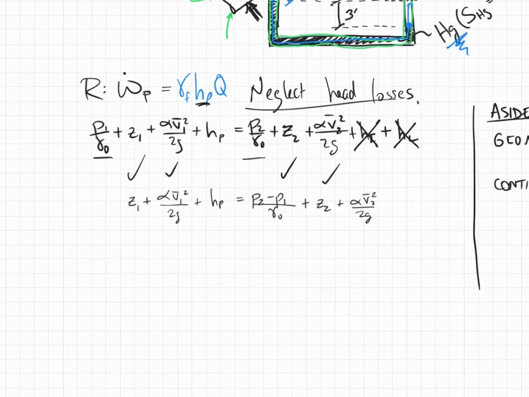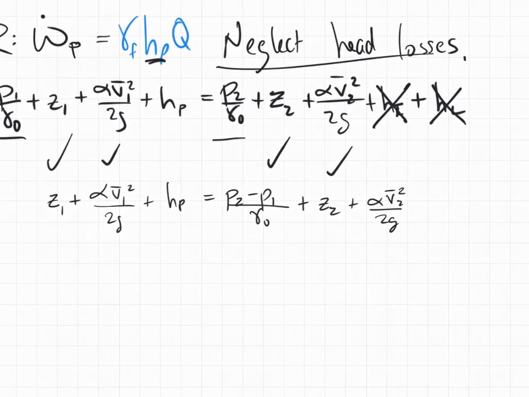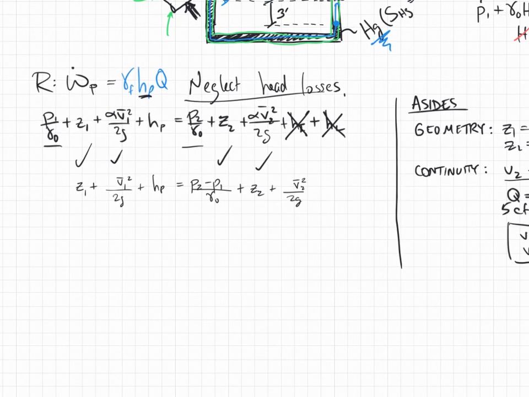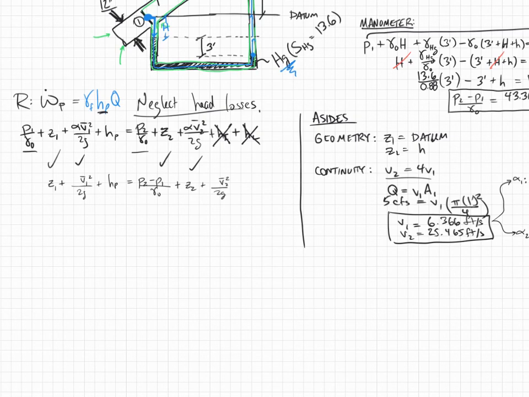So now we're ready to solve this. And the nice thing about alpha being 1 is we can go over here and say this alpha kind of goes away, because you multiply anything by 1, you get itself. So now we are ready to roll. We should also know that these velocities are average velocities. So let's go ahead and solve this.